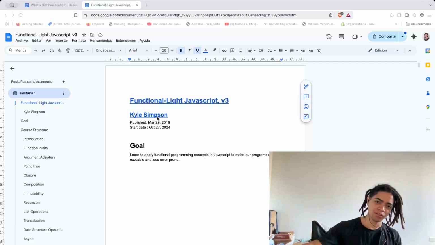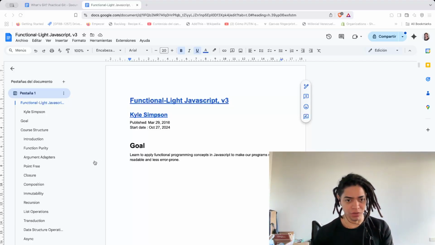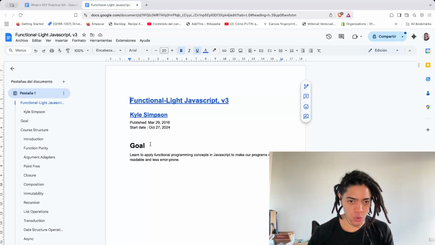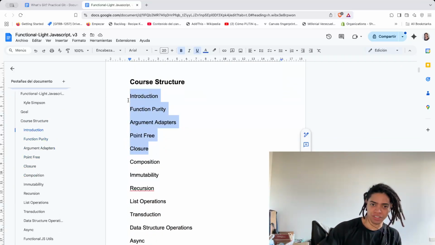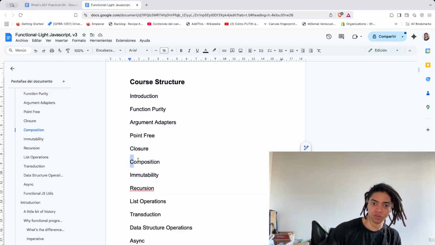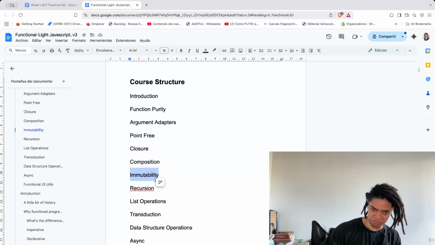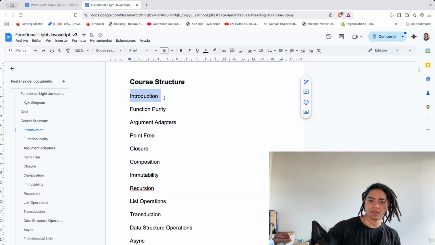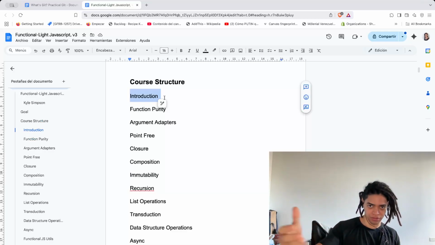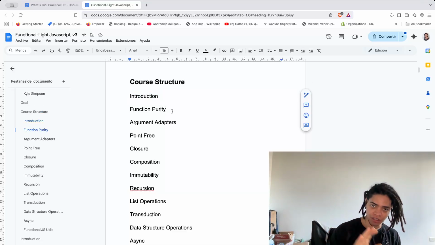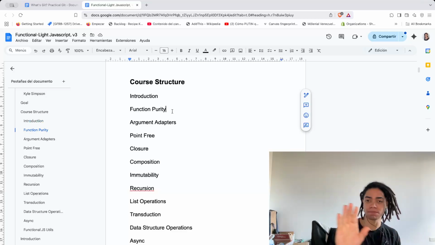Now, to understand that, or at least to reach this part, which is the closure, because after that we want to move on to composition and then immutability, I think a very, very important topic to look at is that with this introduction of functional programming, we need to understand the subtle difference between functions and procedures.